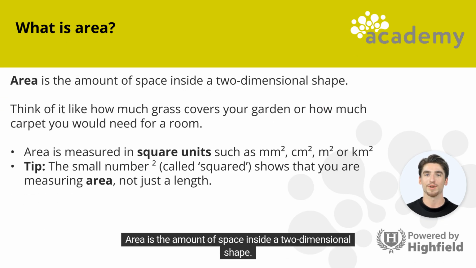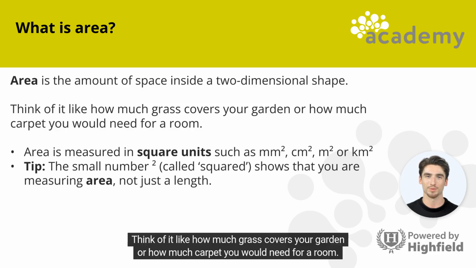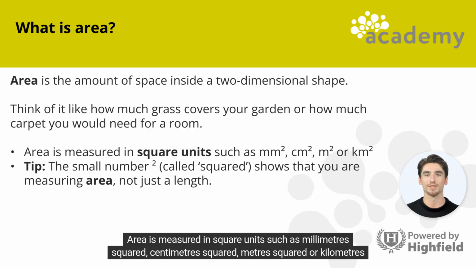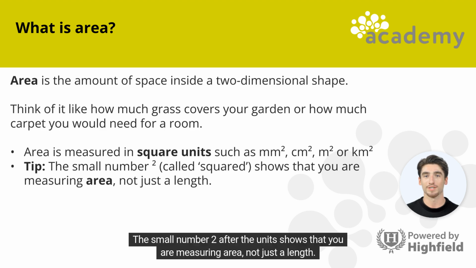Area is the amount of space inside a two-dimensional shape. Think of it like how much grass covers your garden or how much carpet you would need for a room. Area is measured in square units such as millimeters squared, centimeters squared, meters squared, or kilometers squared. The small number 2 after the units shows that you are measuring area, not just a length.